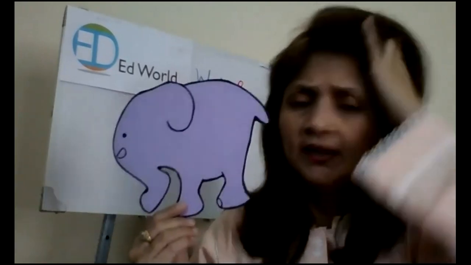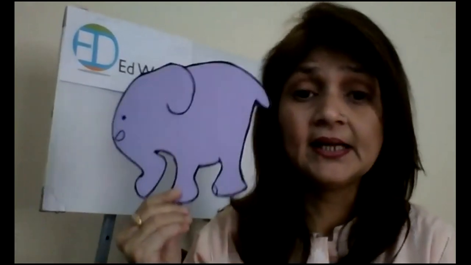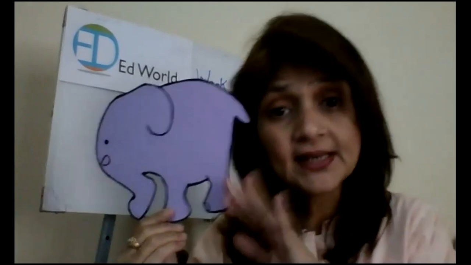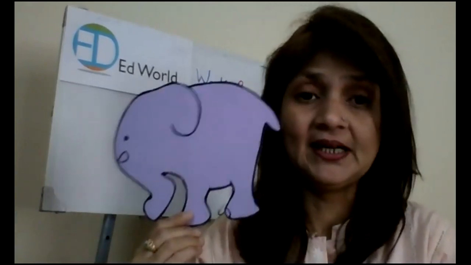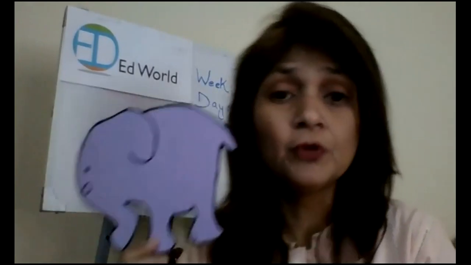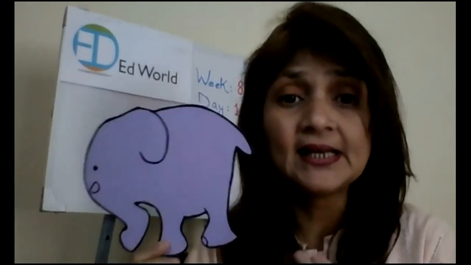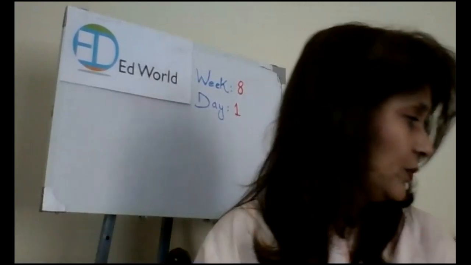Why do you think he lives there? Because it's made like that. It can adapt itself to that type of an environment. That is why an elephant lives in the wild. It lives in the forest. It lives in the jungle because it can easily adapt itself to the environment.